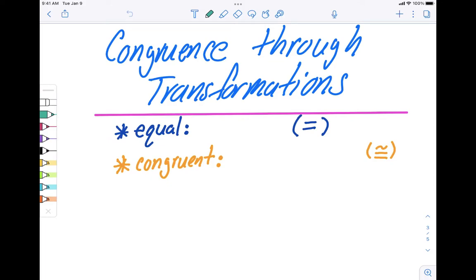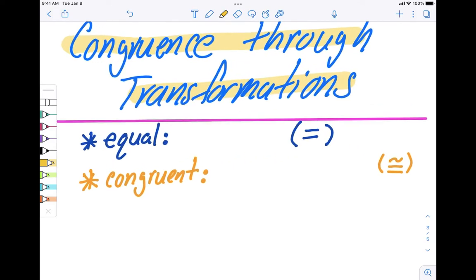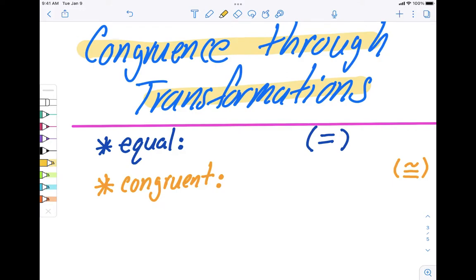So let's get started. The first thing that we always do, of course, is identify the name of these notes. These notes are called congruence through transformations. So we're going to look at congruence, working through transformation.